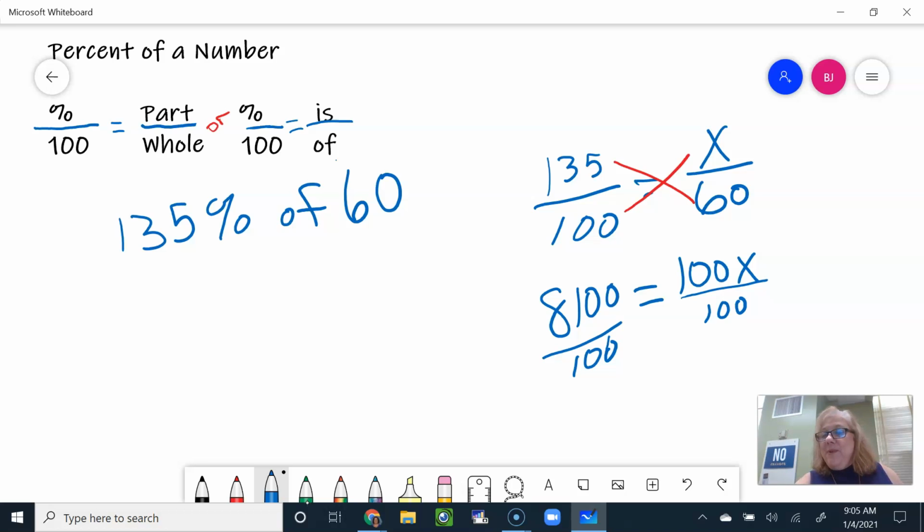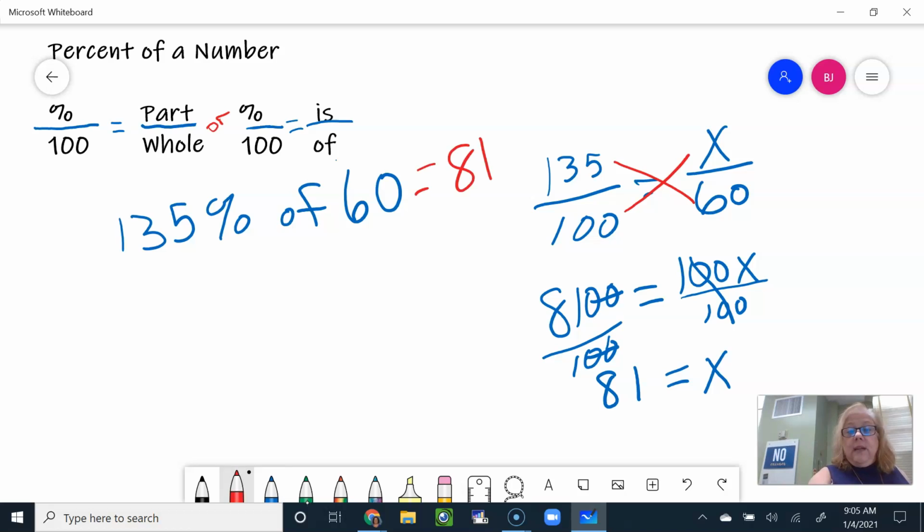All right, remember that 100 over 100 equals 1. So that gives you 1x equals, remember what I just said, that you have zeros here, so that means you have 2 zeros down here. You're dividing by 2 zeros, so you can mark those off. And our answer is 81. So our answer here is 81.